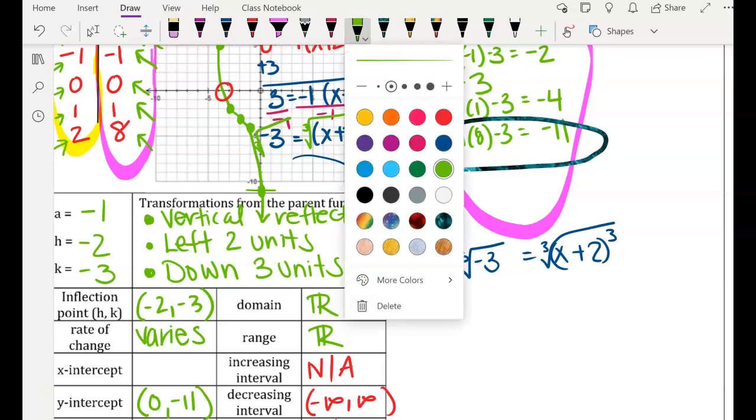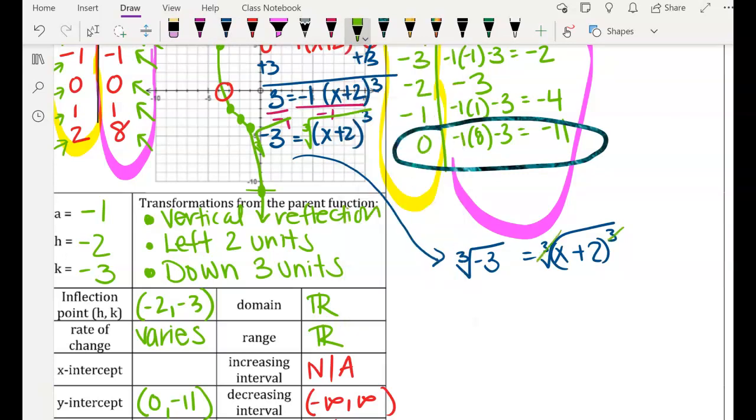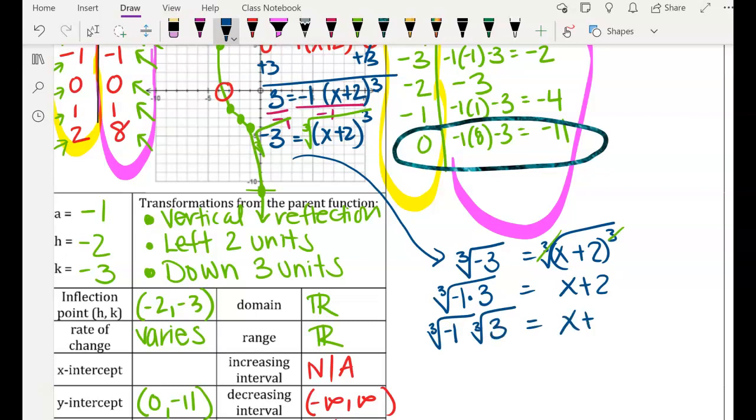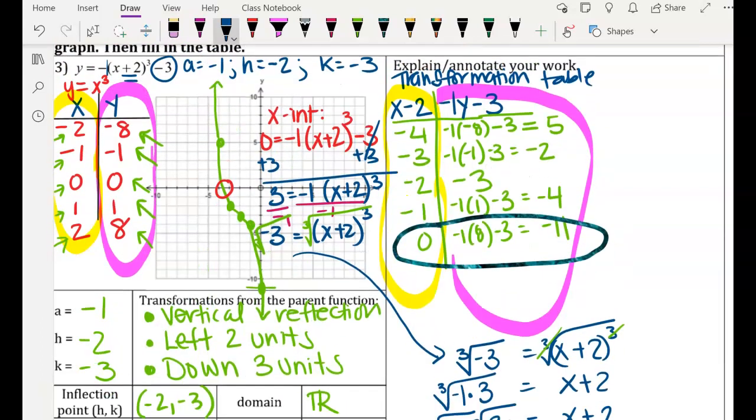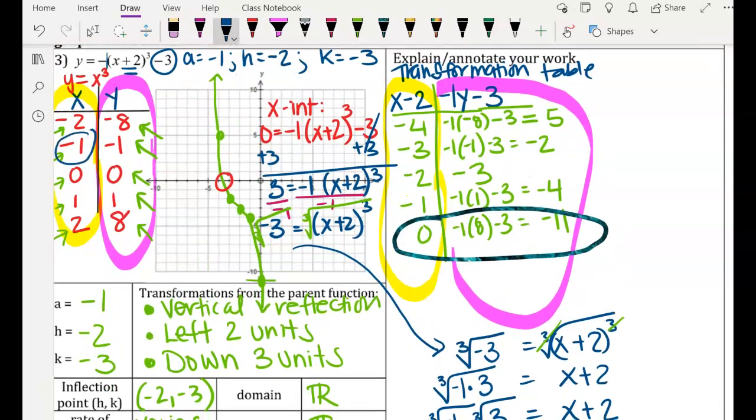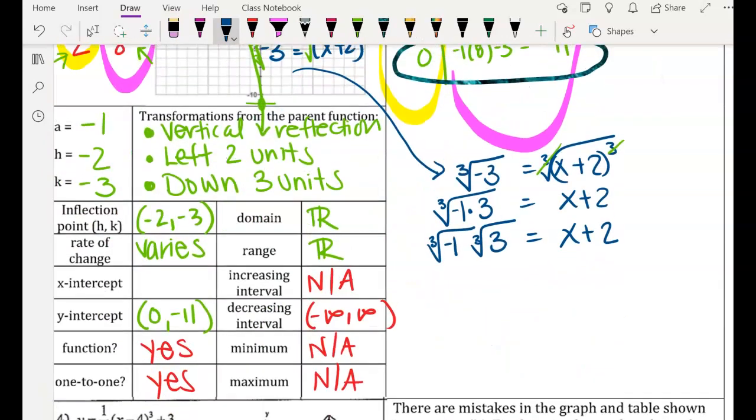Now, the cube root, students, and a power of 3, those will cancel each other out. So on this right side, we have x plus 2. Now, under this cube root, we have -1 times 3, okay? Because that will make -3. And yes, you can definitely simplify the cube root of -1, because, think about this for a second, guys, -1 raised to the third power is -1. So the cube root of -1 is just going backwards. So that means we have a -1.